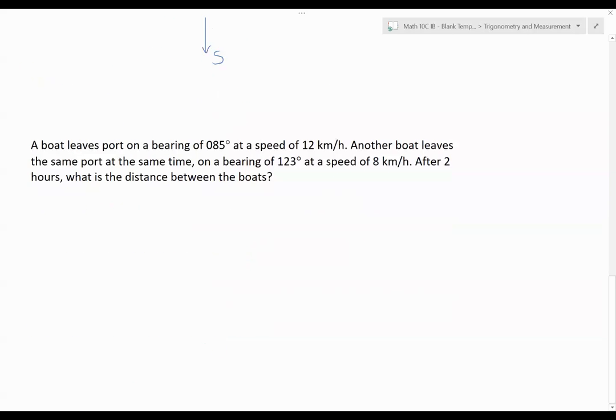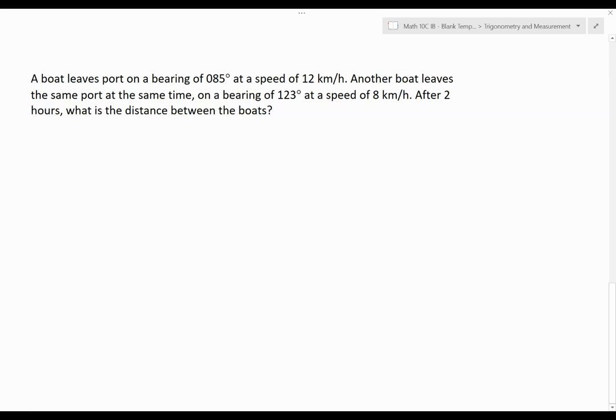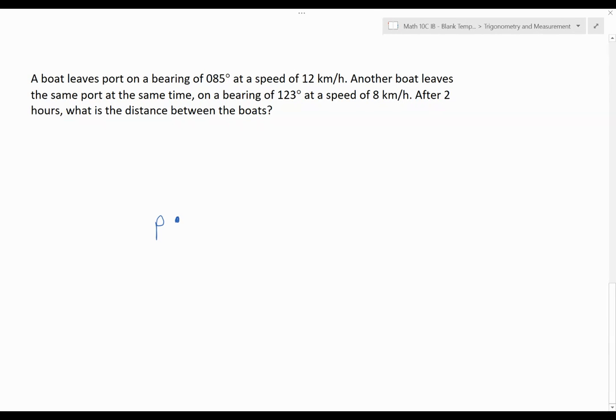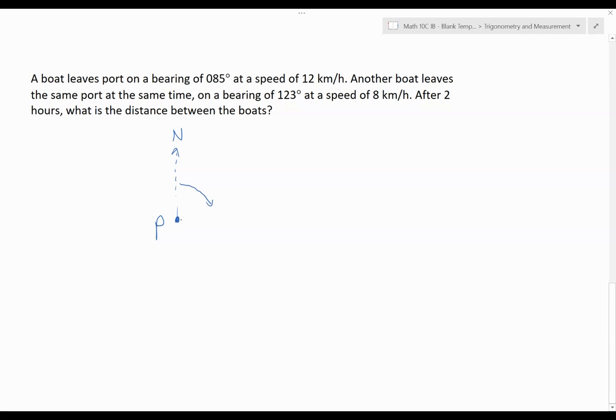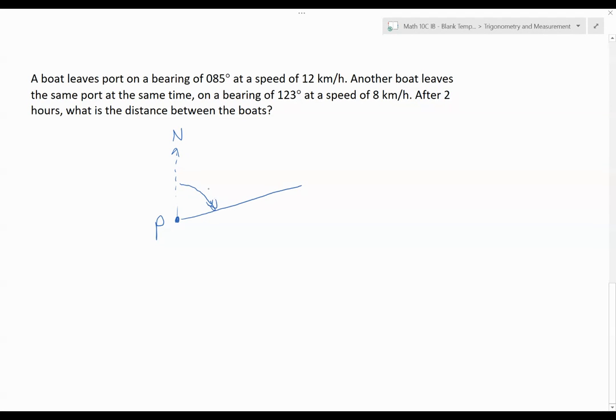So let's consider a problem where we're comparing two boats. We have one boat leaving a port on a bearing of 85 degrees. So if this is the port, and I want a bearing of 85 degrees, I need to first consider where is north. If this is north, 85 degrees will be 85 degrees east of that because we're always rotating in an easterly direction. Now note that I have a 0 in front of it. Bearings are always given as 3 digits. Even if it's only a 1 or 2 digit angle measure, we'll just put zeros in to fill it in.